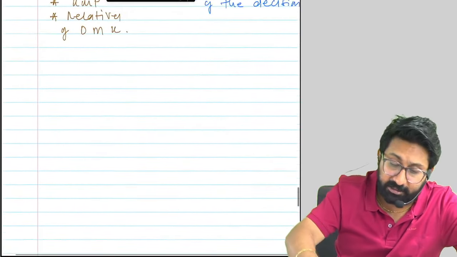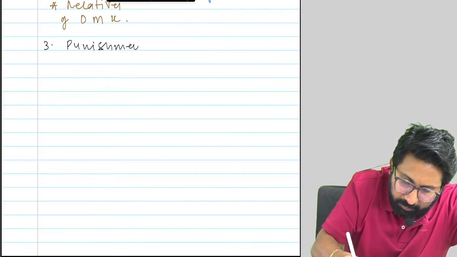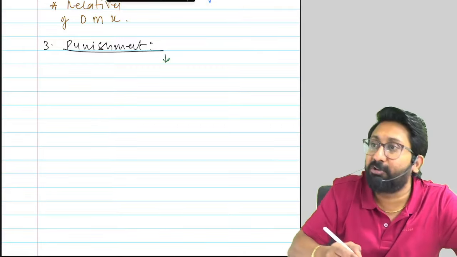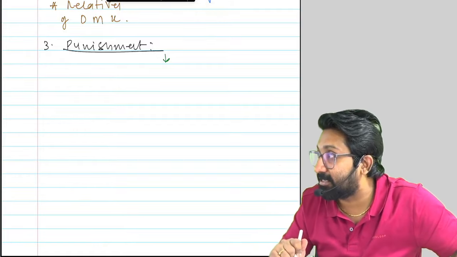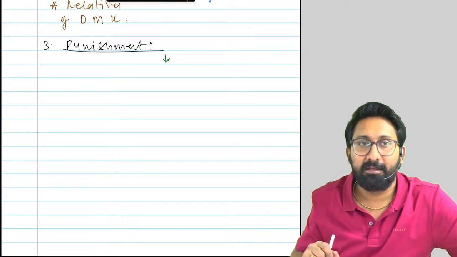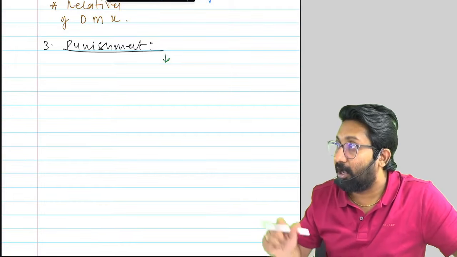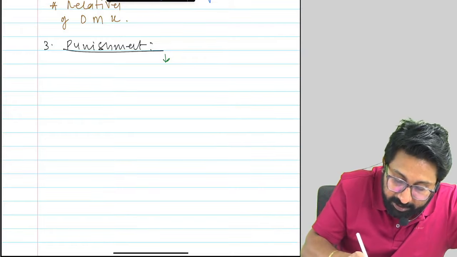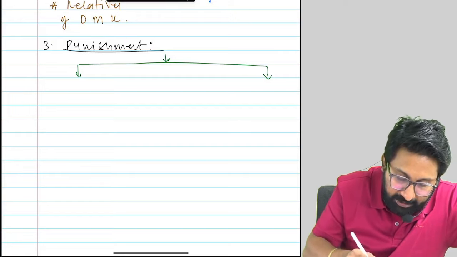Next, not yet completed. Number three: punishment. There are two types of punishment. Sir, you will not discuss punishments in class now? Listen carefully. Which punishment will I not discuss? Numerical nonsense I will not discuss. 50,000 to 60,000, even now we won't discuss. The logical concept is what I wanted to discuss right now. Punishment, branch it into two.